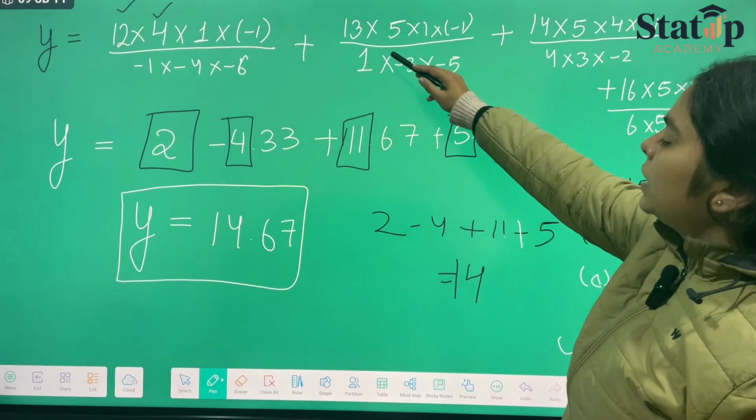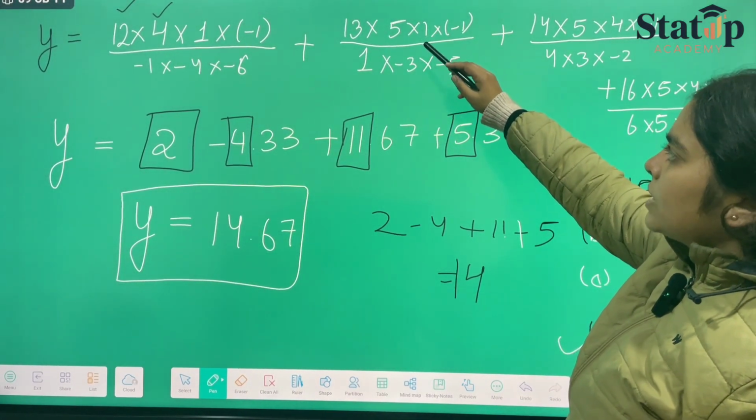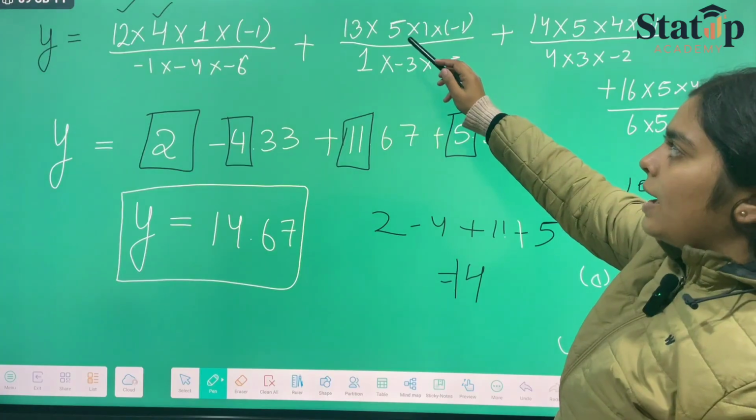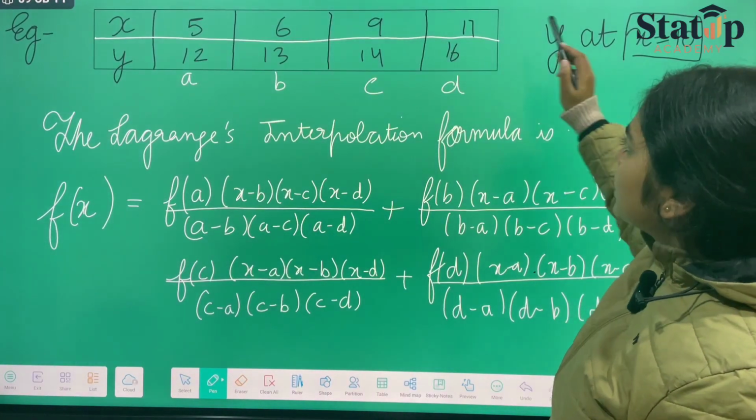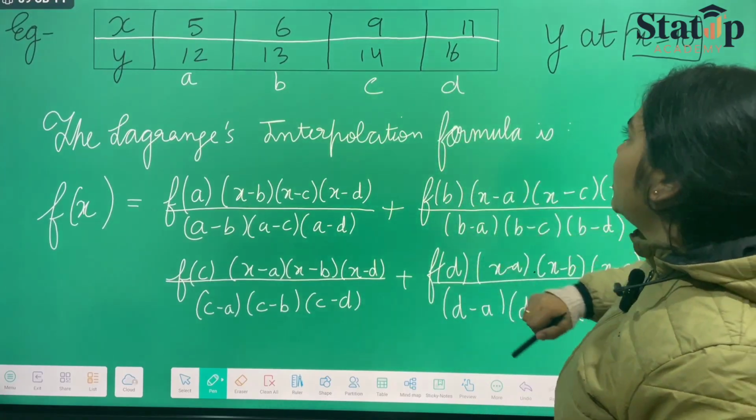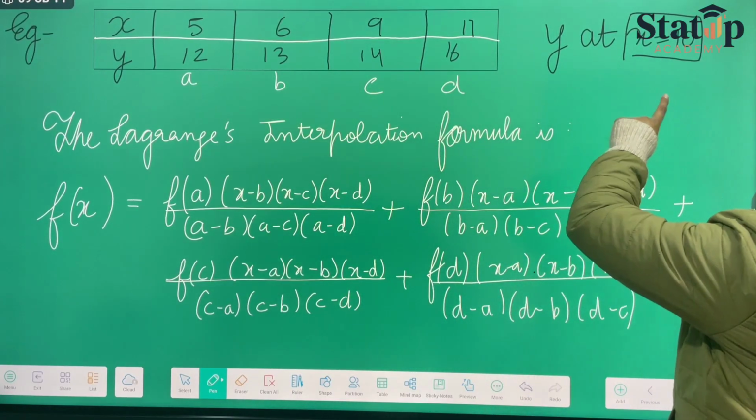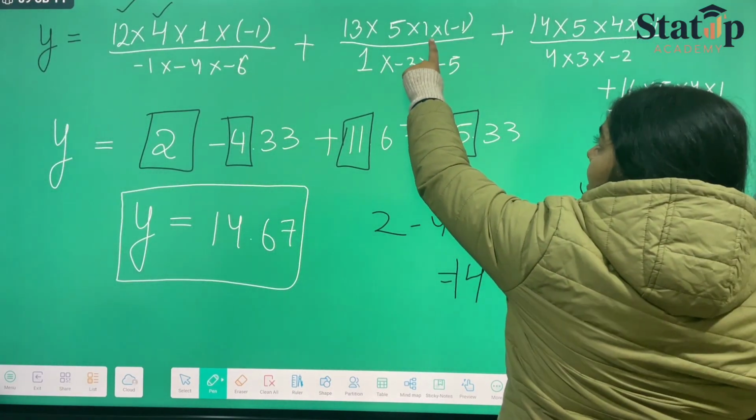FB is 13 and x minus A, 10 minus 5 will be 5. X minus C will be 10 minus 9, 1. And 10 minus 11, minus 1. 5, 1, minus 1.